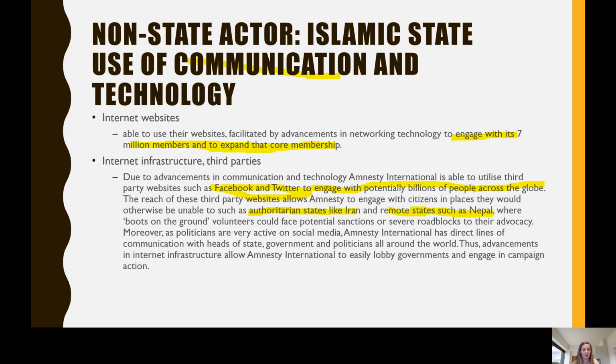There are many politicians in Australia that are on social media. So this has allowed them to also understand the issues or the perspective of the international community. So overall, the internet has allowed Amnesty International to carry out their roles. They have been able to engage and lobby governments and pressure them to make changes for human rights campaigns.